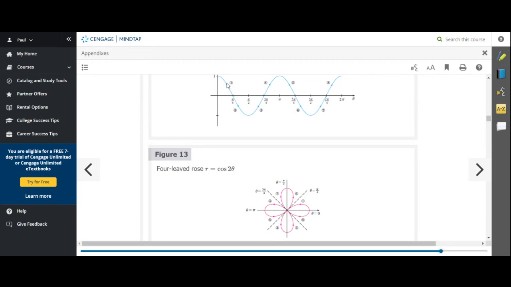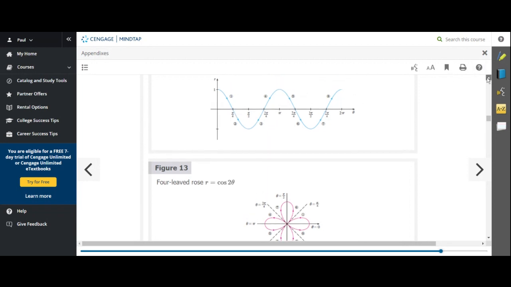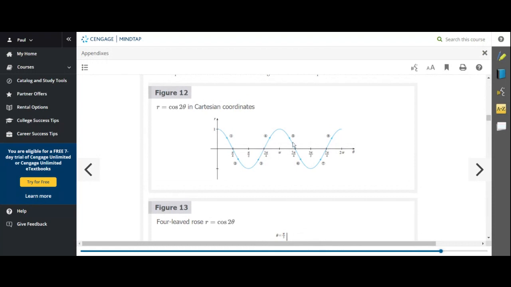Now our cosine of 2 theta, graphing it like a trig function, from theta from pi over 4 to pi over 2, that's your second portion of the graph. What's happening to the radius? I'm looking here at figure 12 now. When theta goes from 45 degrees to 90 degrees, is the radius increasing or decreasing?